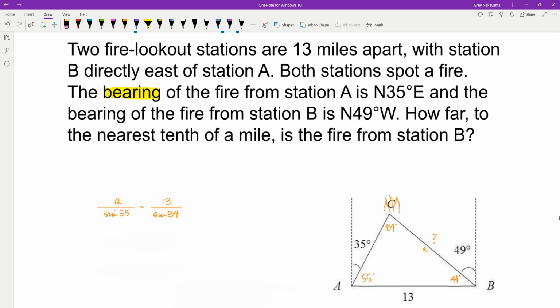Okay, to solve, all I have to do is multiply by that bottom number, which moves it over to the other side. So a equals 13 times the sine of 55 over the sine of 84, and a equals 10.7076, rounded to the nearest tenth of a mile, is 10.7 miles. So you have two formulas, the law of sines and the area of a triangle. If you will write them down every time you do a practice problem, you'll have it memorized and it will be easy to take your lesson check.